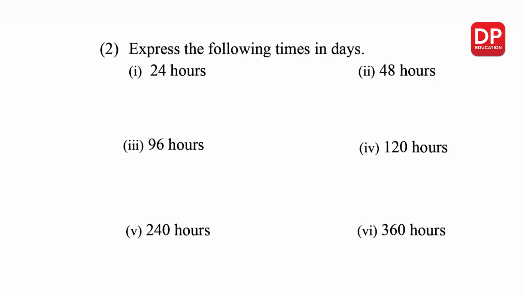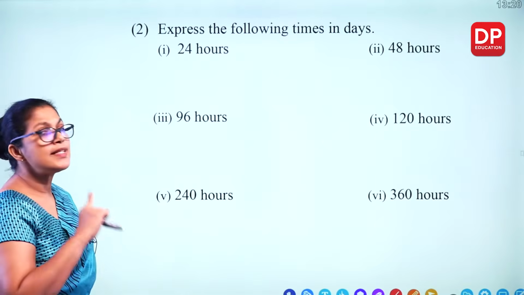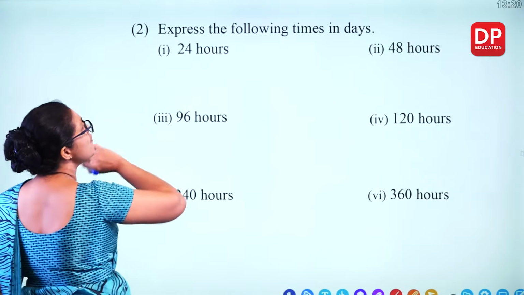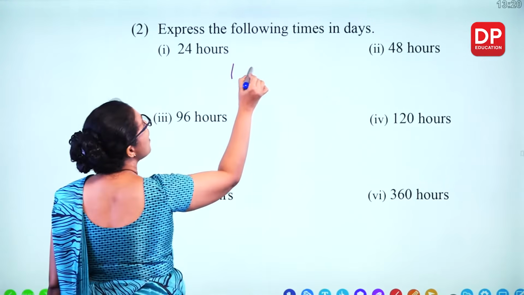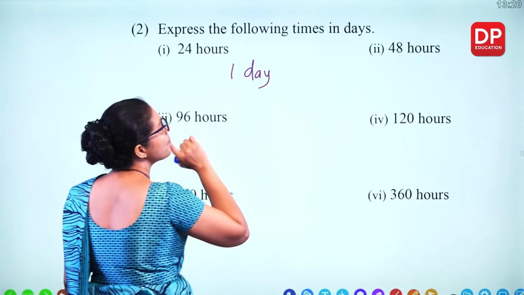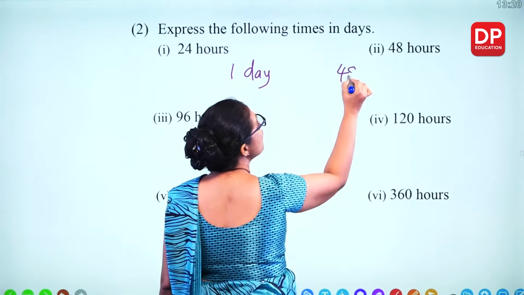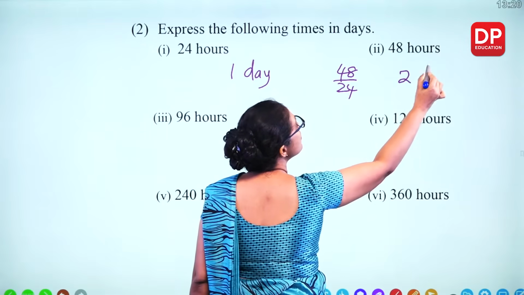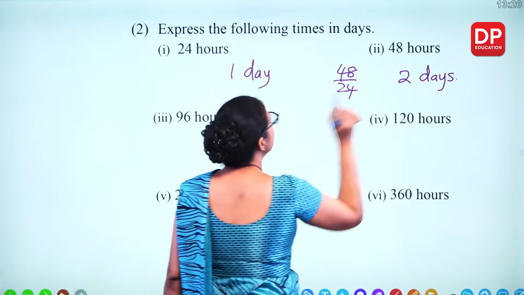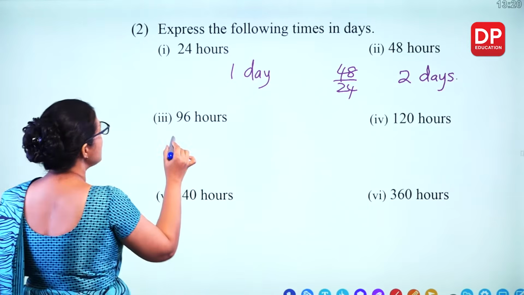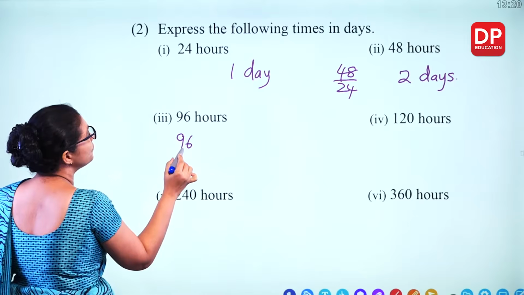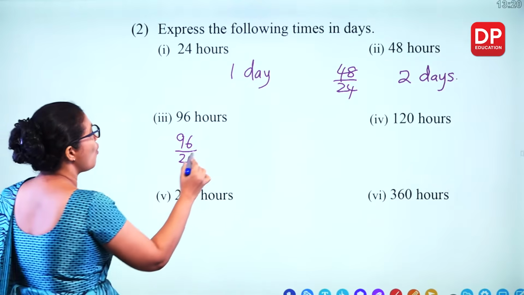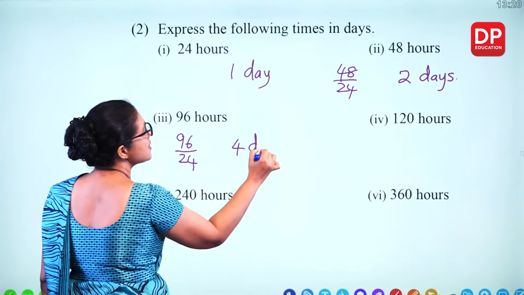Express the following times in days. Hours into days. What you do? You divide by 24. 24 divided by 24, you get 1 day. 48 divided by 24. This is 2 times that. So 2 days. 96 divided by 24. That's 4. 4 days.